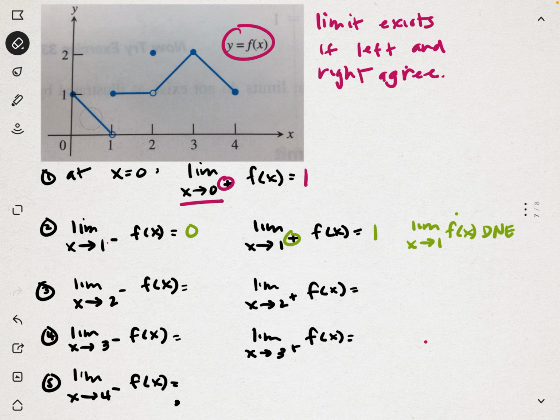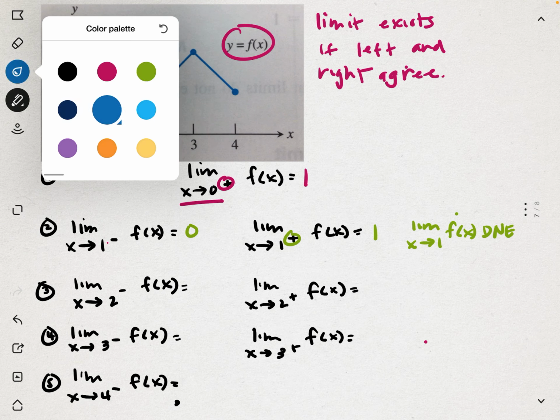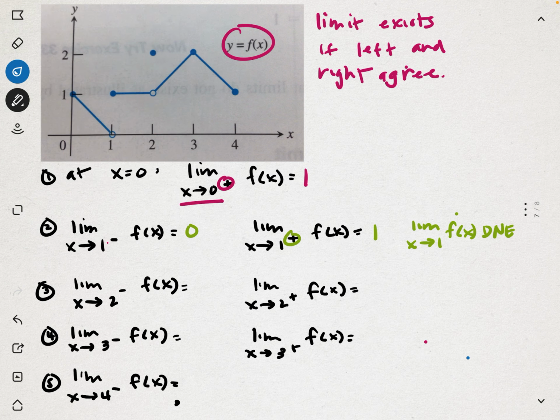Okay, let's erase this again. The next point of interest is at 2. So here's your 2. Now the limit as x approaches 2 from the negative side, so coming from the negative side towards 2, that limit is going to be 1.